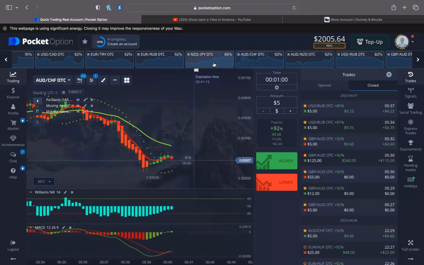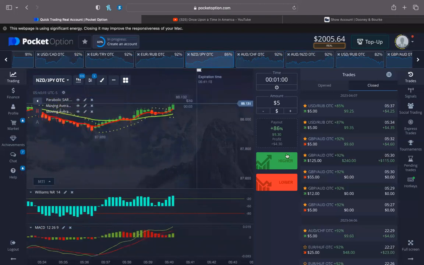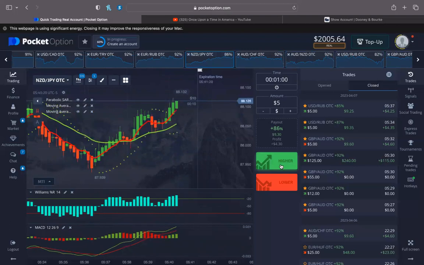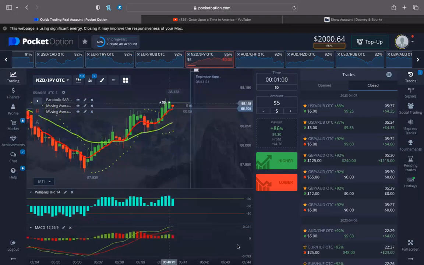Actually, it looks like we could enter here. Let's go ahead and take this one. The cross happened some time ago, but all of the levels still look really, really good. The Williams is above the 50%, and this candle actually broke this candle. So let's see what we get out of it.